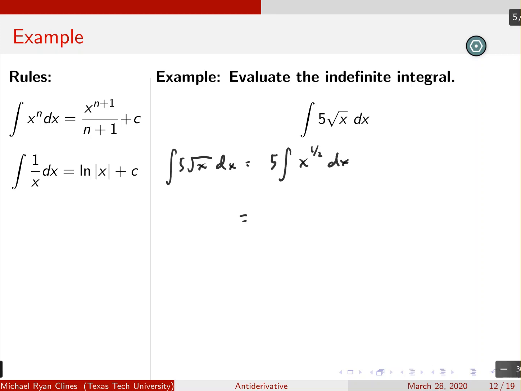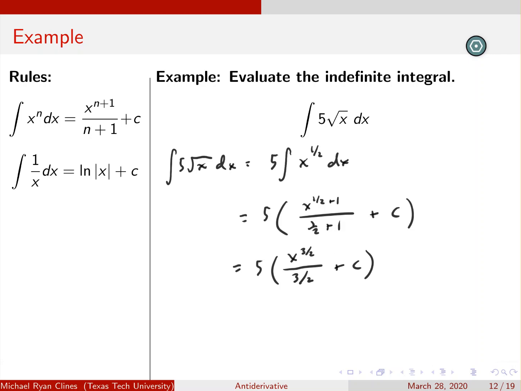So let's do this. This is equal to 5 times x to the 1/2 plus 1 over 1/2 plus 1, plus some constant c. Well, this is equal to 5 times x to the 3/2 divided by 3/2 plus c. Well, this is just equal to 10x to the 3/2 over 3 plus c.